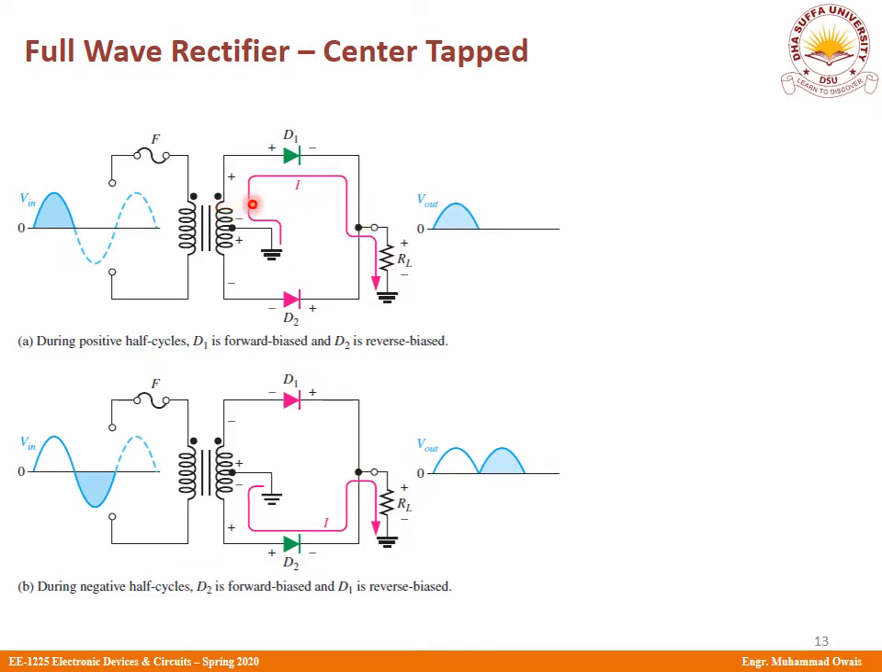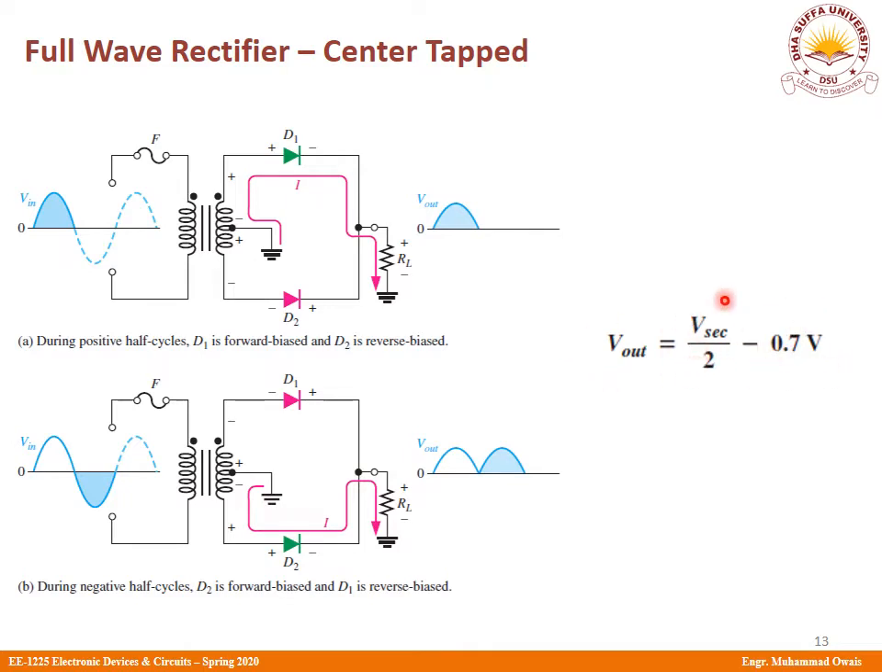How will the KVL be written? If this is V secondary over 2, we write it down as minus V secondary over 2, and if this diode has a drop of 0.7, so minus V secondary over 2 plus 0.7 and plus V naught. Okay, so V naught will be equal to V secondary over 2 minus 0.7. So whether we discuss this case or this case, we will get the same relation. Again, if you apply KVL across this loop, you will see that this is minus V secondary over 2 plus 0.7 plus V naught equal to 0, and you will again get the same relation. So V out will be given as V secondary over 2 minus 0.7.